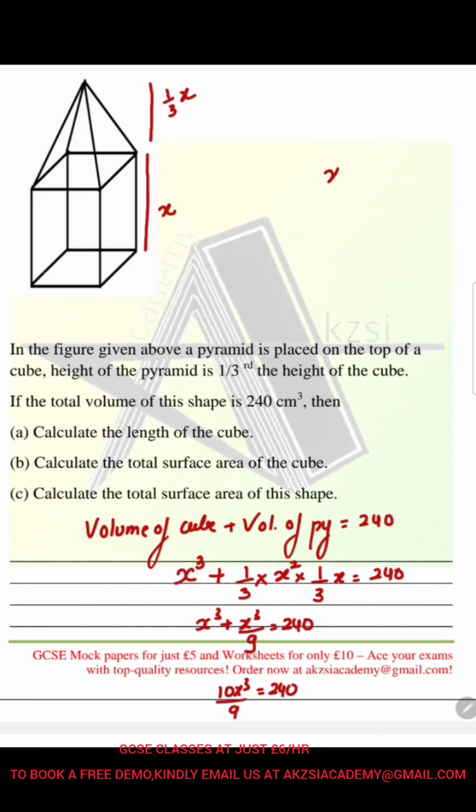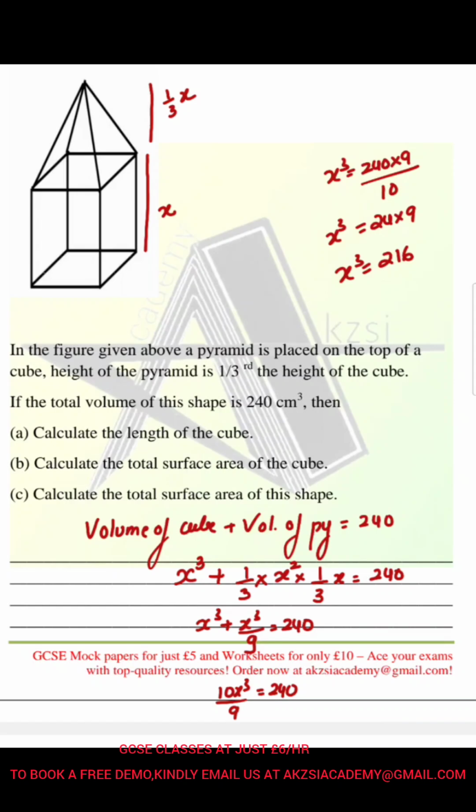And from here, x cubed is equal to 240 times 9 over 10, that is 24 times 9. This is equal to x cubed. So x cubed is equal to 216. On cube rooting, I get x as 6 centimeters. So we have the dimensions now. So calculate the length of the cube, which is x, that is 6 centimeters we have calculated.